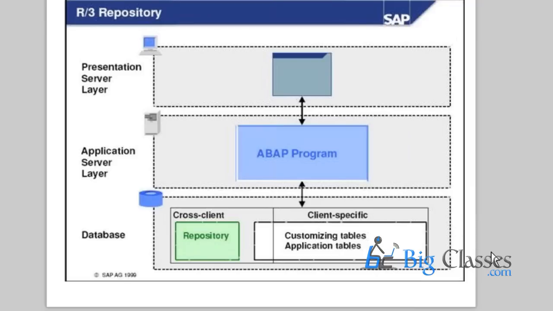That means we can have multiple clients on the same system, which can have different views of the data. Though the database is central and centralized, I can still create multiple views, depending on the client ID. Exactly. Depending on the client, you can vary.